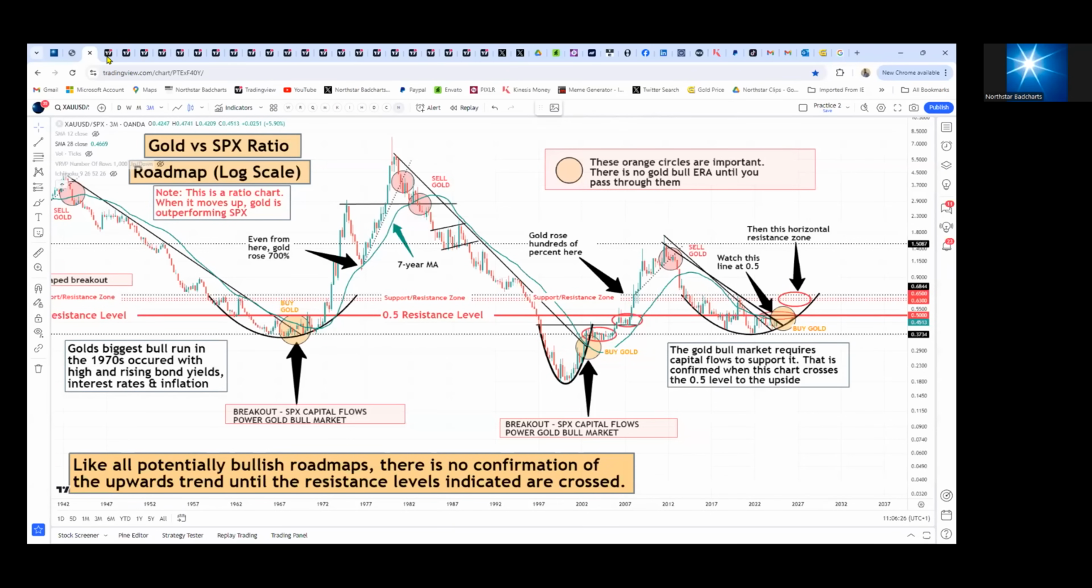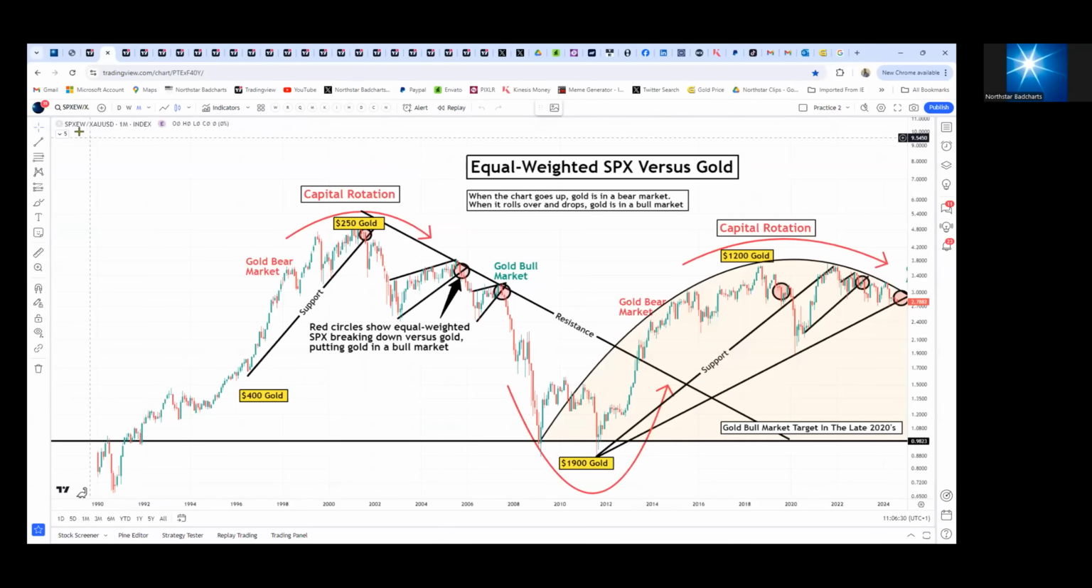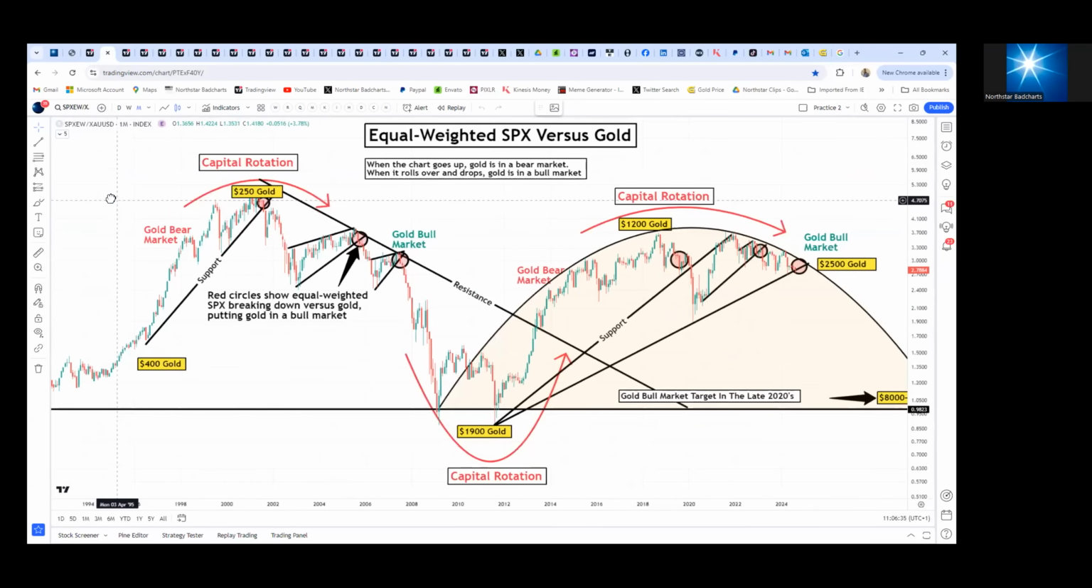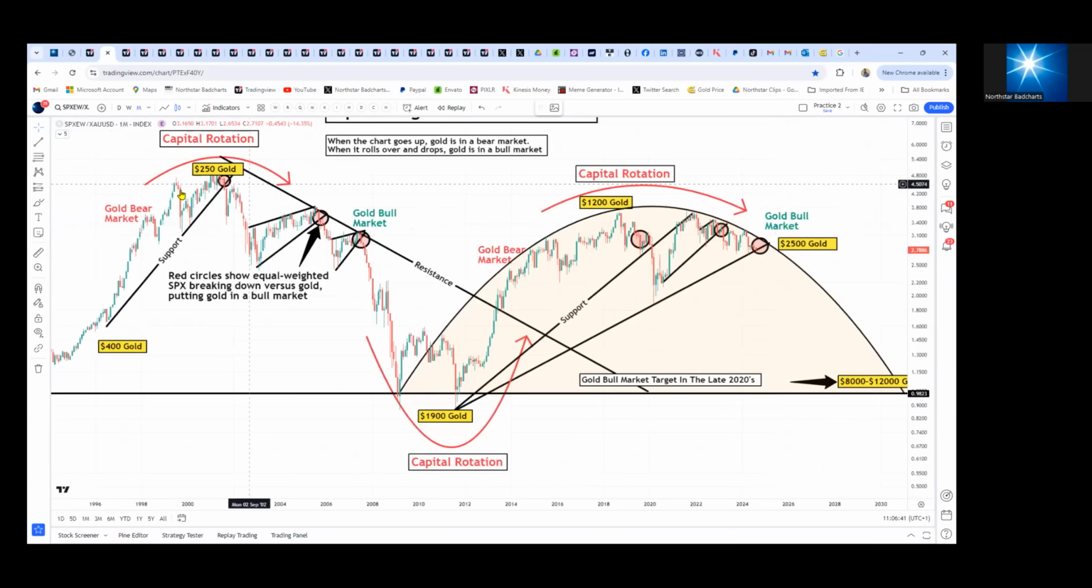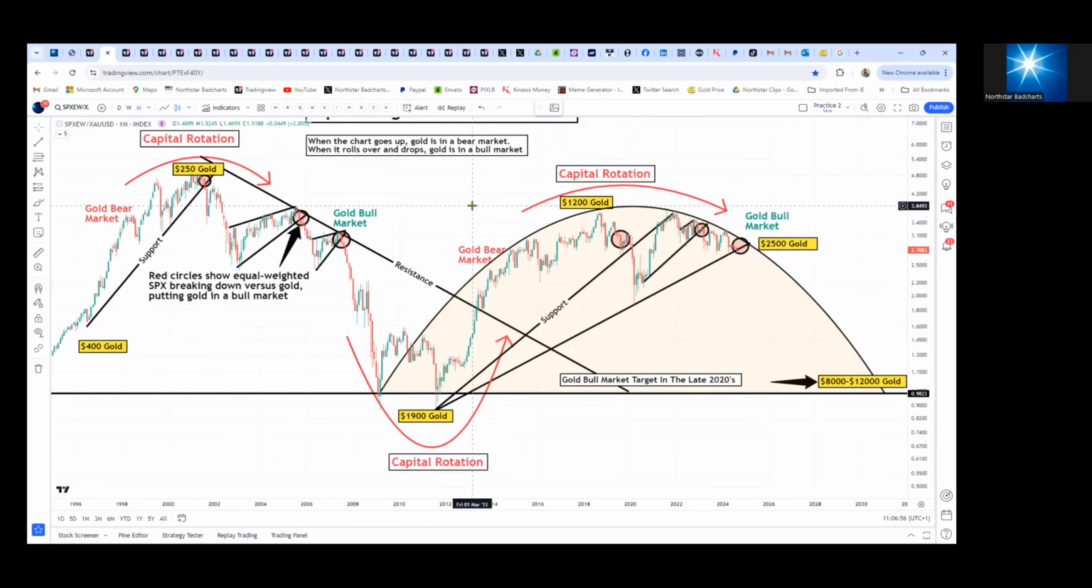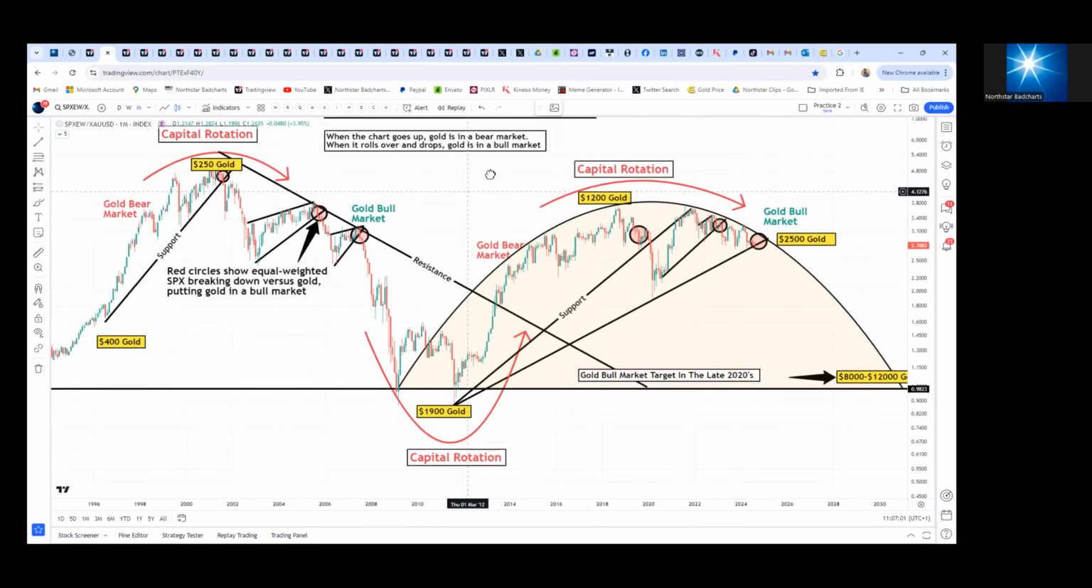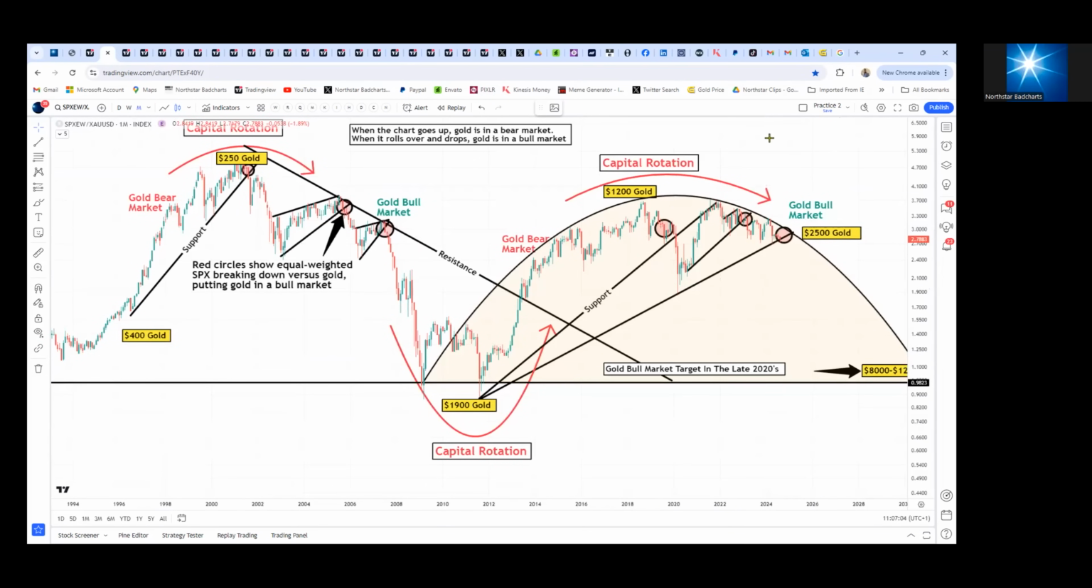And if we do that ratio versus gold, so this is the SPX equal weighted, SPXEW versus gold, what we can see is a more clear sort of rotation taking place. So when this chart's rising, the S&P equal weighted is outperforming gold, and when it's dropping, the S&P equal weighted is underperforming gold. In other words, gold is in a bull market. So for a precious metals bull era, we need this chart to be rotating and moving downwards. The upwards momentum needs to decline, and we need to start to roll over.